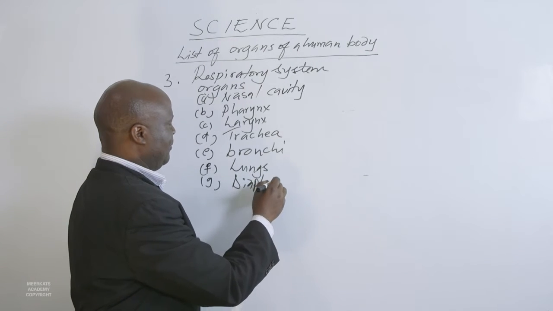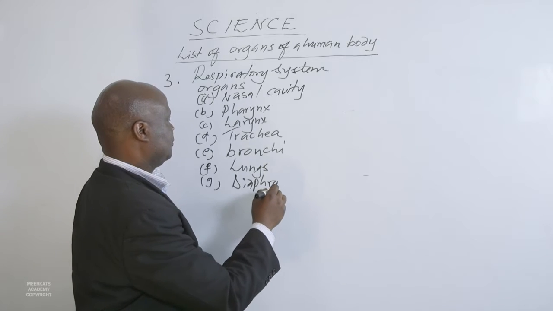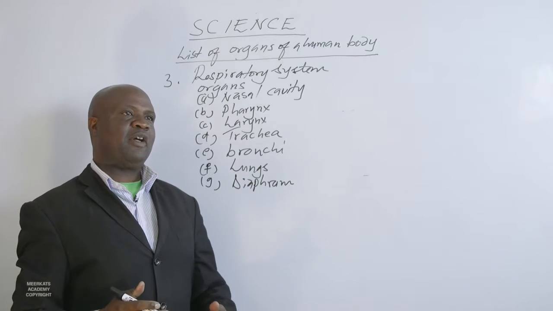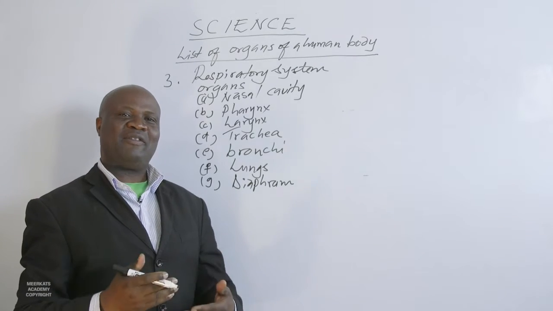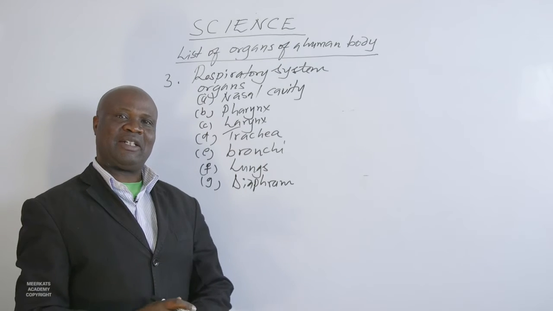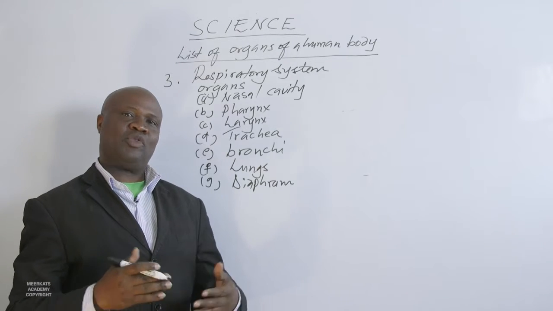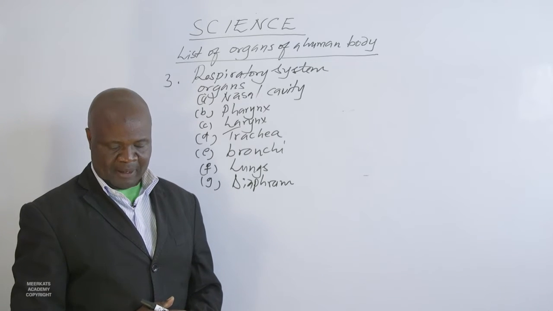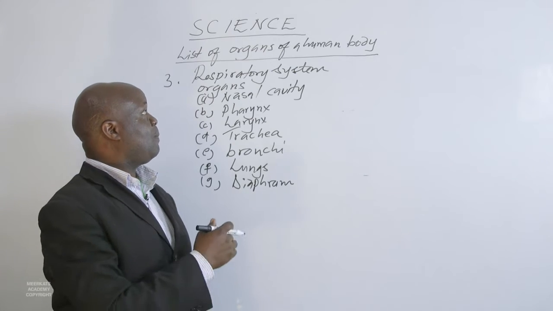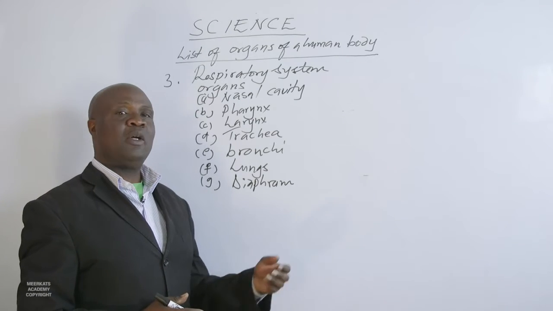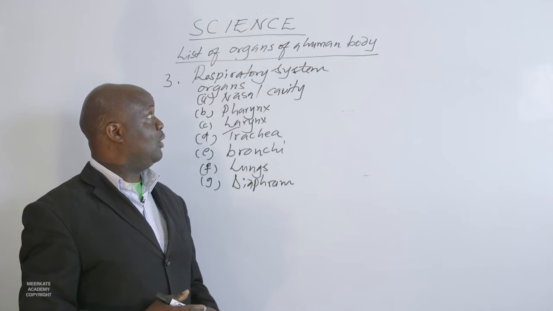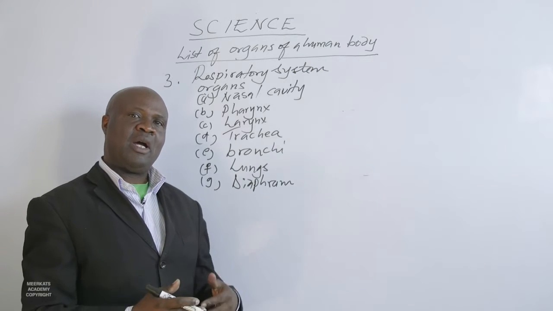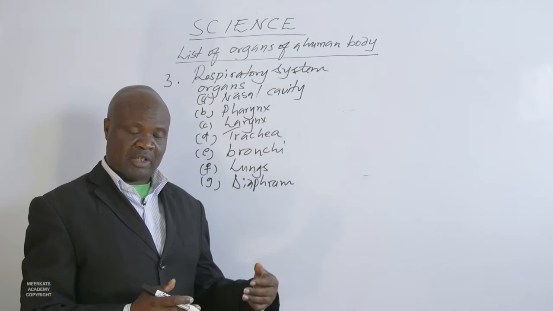And with the diaphragm, we know the diaphragm separates the chest cavity from the abdomen, and what it does, it relaxes, and then when it goes up in the dome shape, we shall later discuss it in depth when we shall be discussing the respiratory system. So these are part of the organs that are present within the breathing system. We shall have a correct diagram that will be showing how these organs work, the respiratory system.